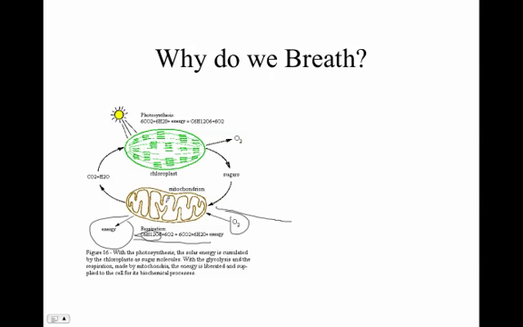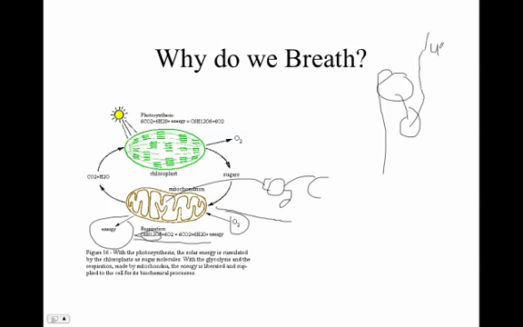Then the carbon dioxide is sent out of our cells into the capillaries, into our veins, back to the heart, from the right atrium to the right ventricle, out our pulmonary artery to our lungs, and that's when CO2 is breathed out.